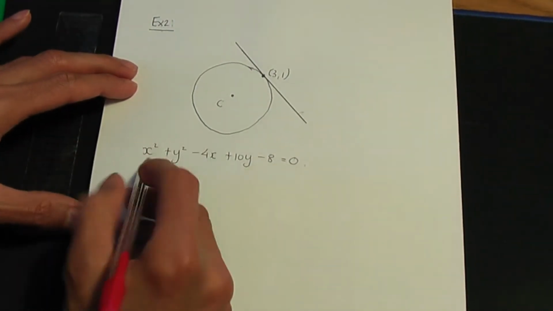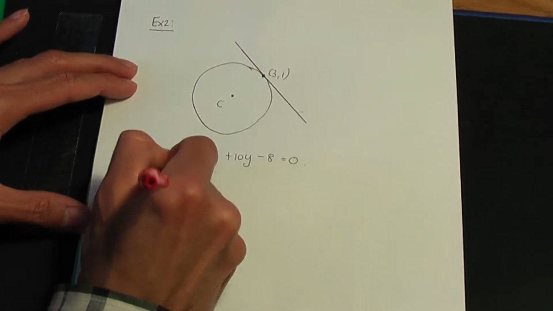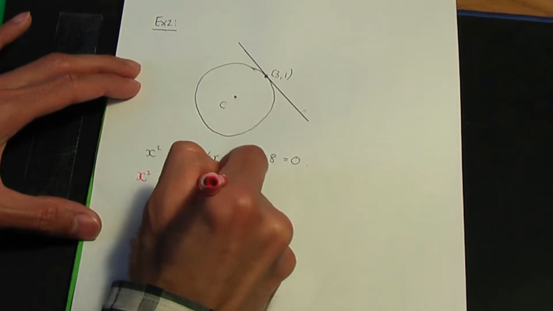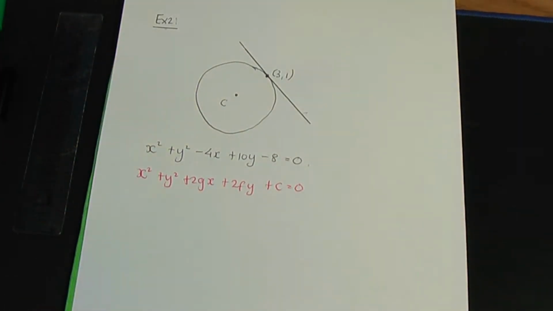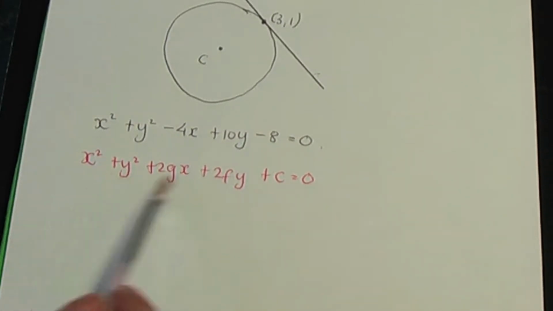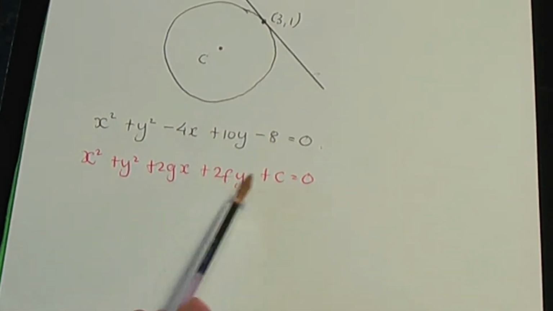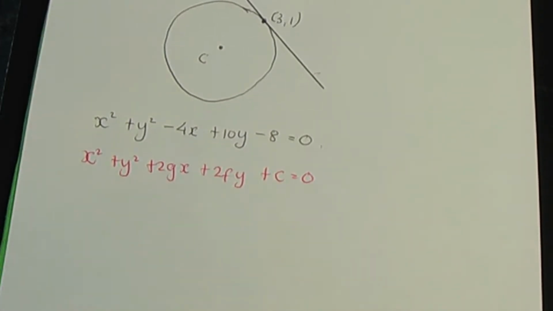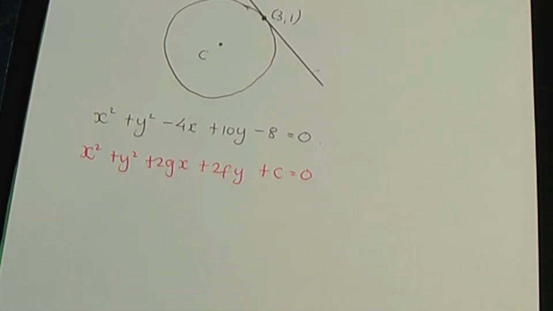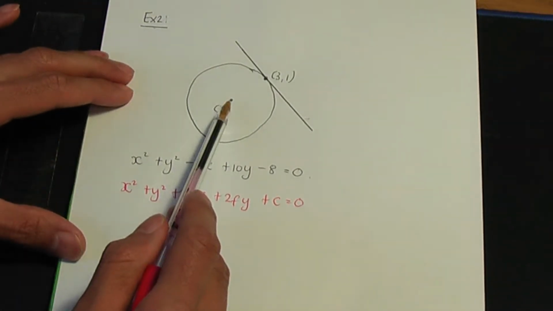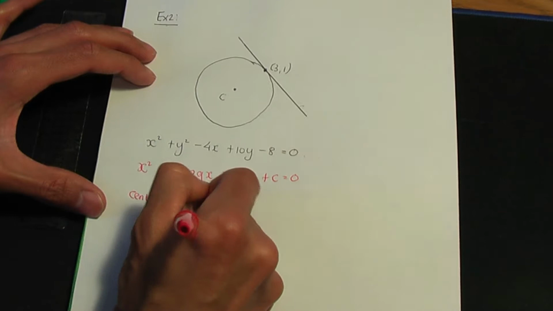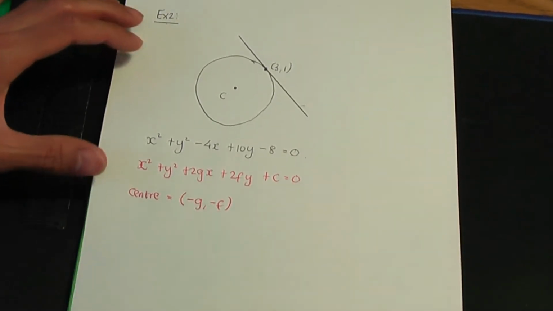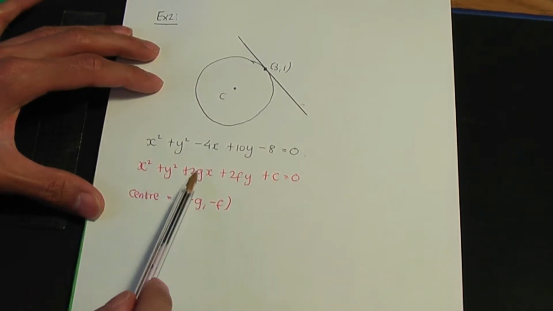In the last video, you can compare the equation given with x squared plus y squared plus 2gx plus 2fy plus c is equal to 0. You can make the comparison in order to work out g, f and c. With these values, you can work out the centre of the circle, and if you want, the radius also. However, we only need the centre coordinates. The centre coordinates will be of the form minus g, minus f. So first of all, let's make a comparison to work out g and f.